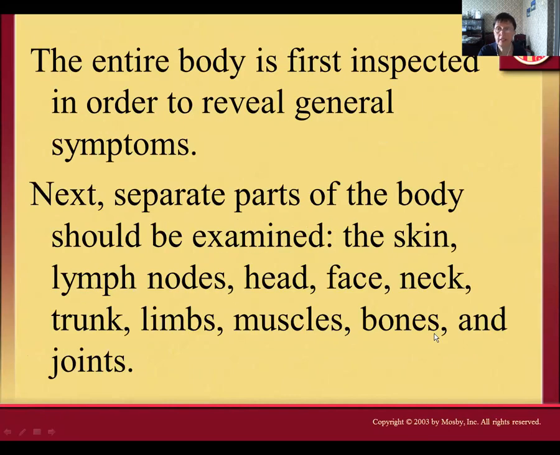we try to continue our lecture about inspection. Sorry about the delay. So, the entire body is first inspected in order to reveal general symptoms. Next, separate parts of the body should be examined: skin, lymph nodes, head, face, neck, trunk, limbs, muscles, bones, and joints.